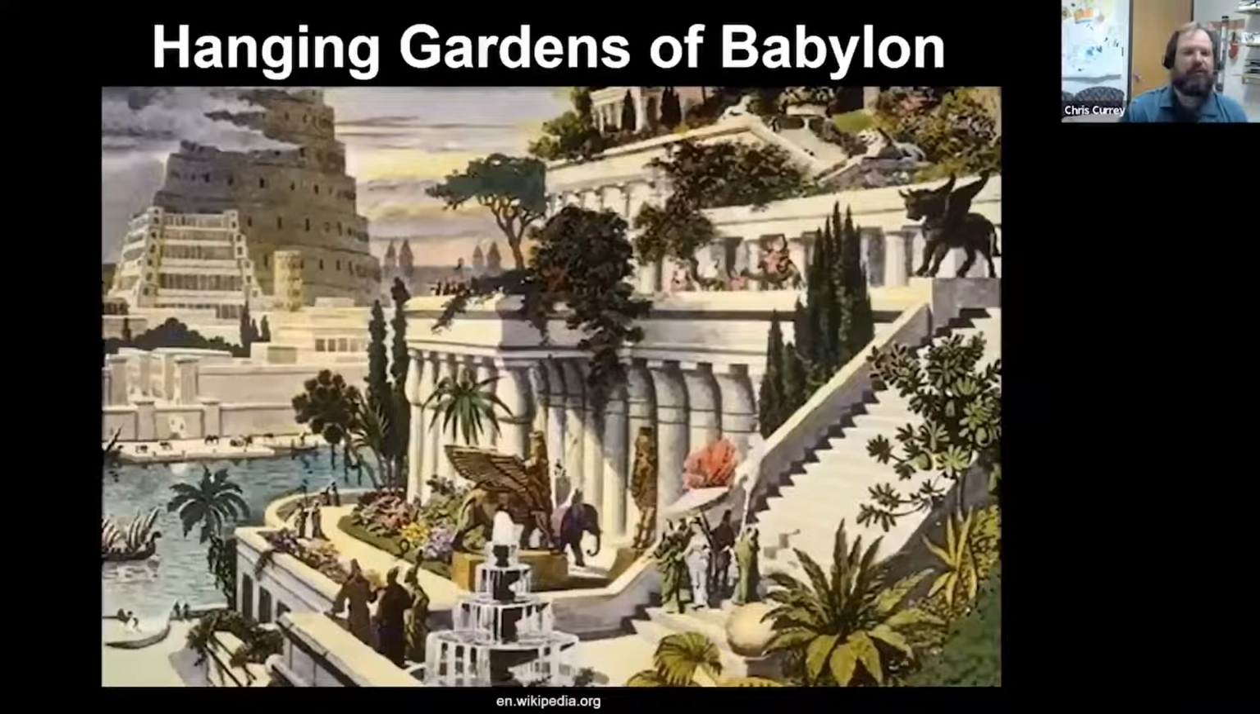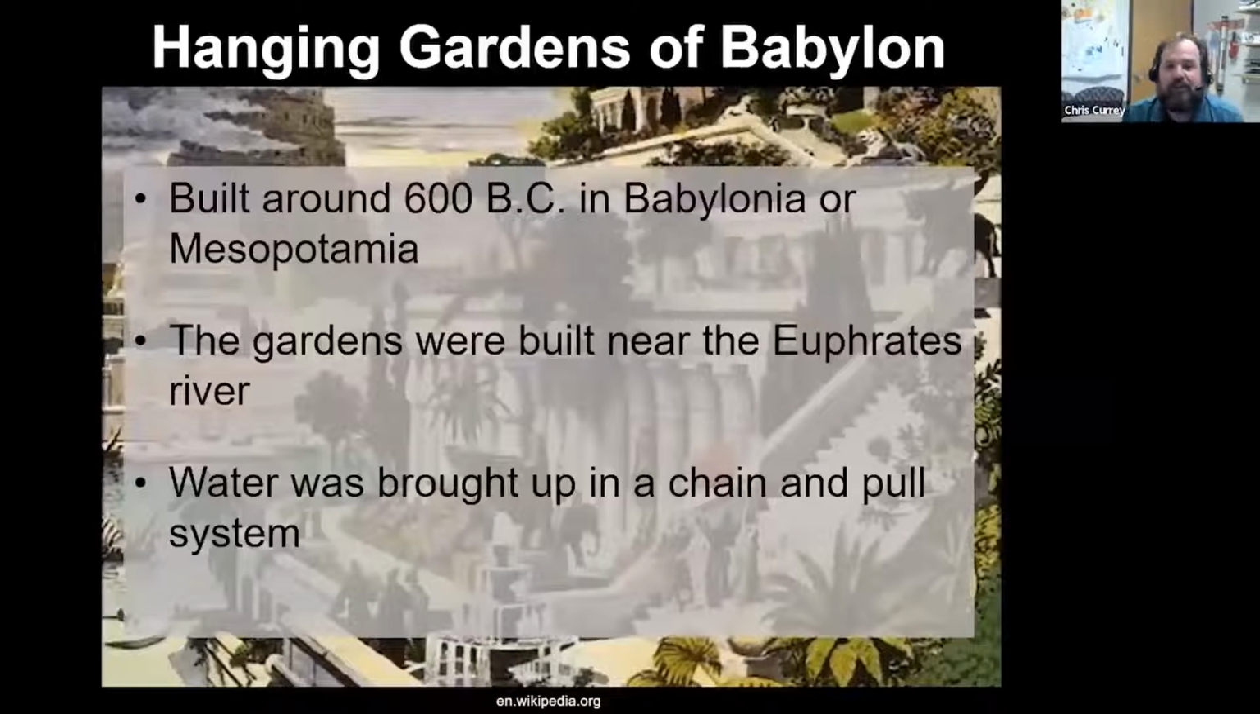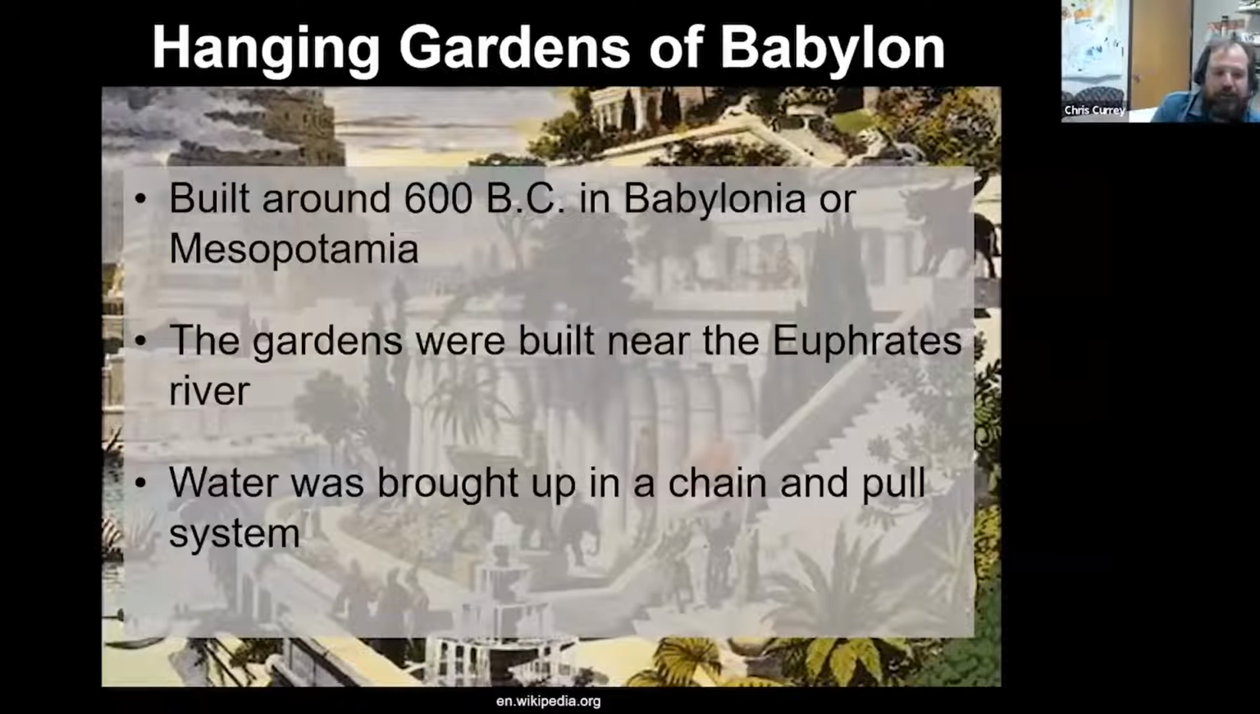So let's look at probably what could be the earliest example of a hydroponic production system. And that could be the Hanging Gardens of Babylon. Built around 600 BC in Babylonia or Mesopotamia, these gardens were built near the Euphrates River, and that Euphrates River served as the water source for these crops. And water was brought up in a chain and pull system. A chain and pull system is very much like, for those of you who've seen the old Disney classic Swiss Family Robinson, they had the rope with the coconuts bringing that water up. That is essentially what a chain and pull system is, bringing water up from that Euphrates River to those hanging gardens.